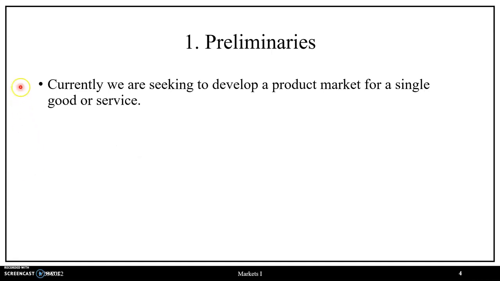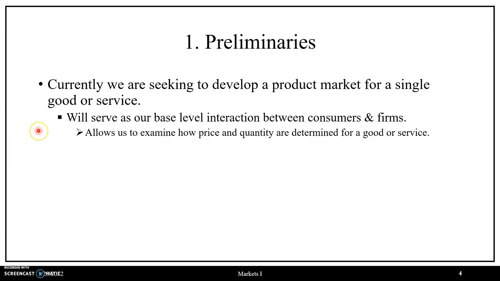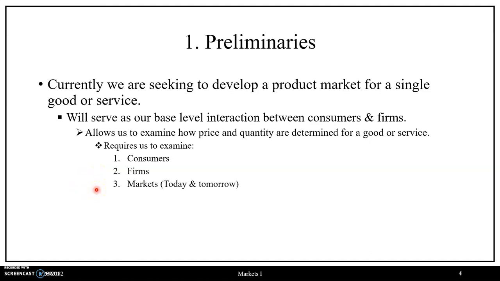Beginning with our preliminaries, currently we are seeking to develop a product market for a single good or service, as this will serve as our base level interaction between consumers and firms, and will allow us to examine how price and quantity are determined for a sole good or service. But in order to do so, this requires us to examine both consumers and firms, which we discussed in our prior videos, as well as markets, which will be the subject of our discussions in today's and tomorrow's video. But in order to do so, we also need to look at market demand and market supply, which we'll turn to first.